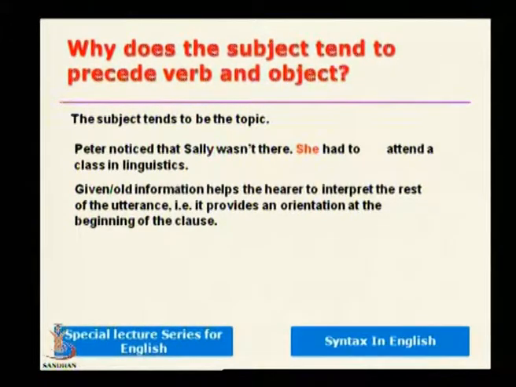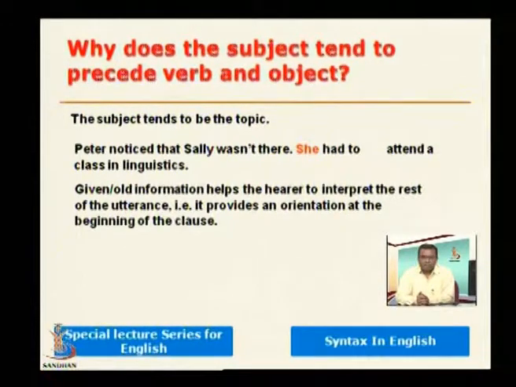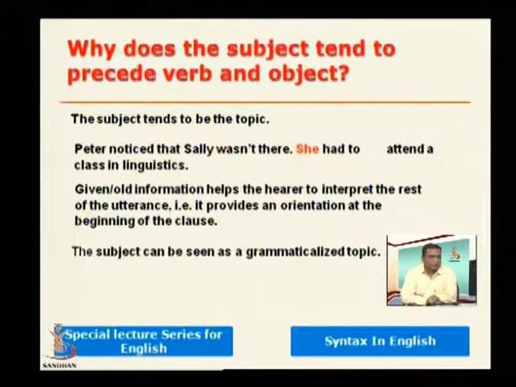In this example, see Peter. Now read the sentence without the word Peter and try to see what happens. Noticed that Sally wasn't there. She had to attend a class in linguistics. If someone speaks a sentence of this nature, then you don't accept this sentence because who is doing this is missing. Peter is missing. So without Peter, there is no meaning to the remaining words. This is the reason. Old information helps the hearer to interpret the rest of the utterance. So if the word Peter is not put, then there is no meaning to the remaining words of the sentence. The subject can be seen as a grammaticalized topic.